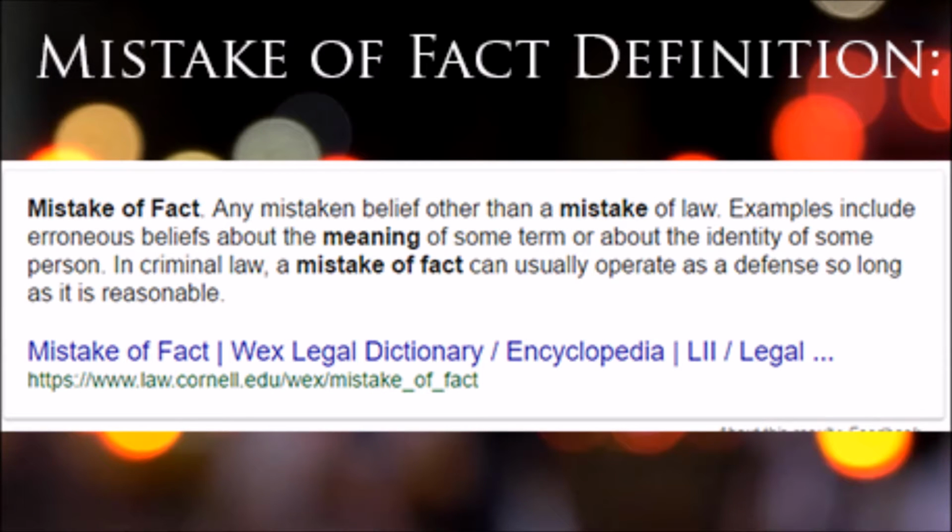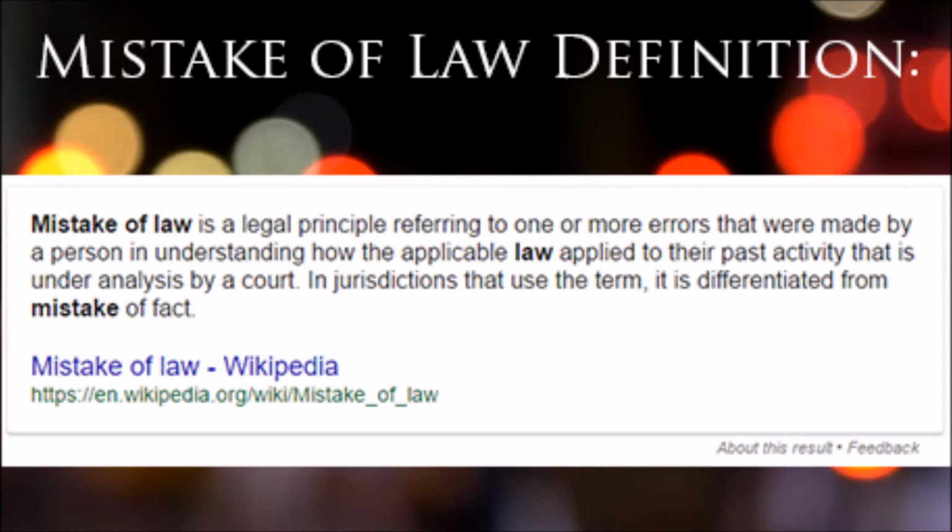Mistake of fact generally refers to a person's misunderstanding as to the facts of a situation. The factual misunderstanding results in the person breaking the law. Now we will talk about what mistake of law means. Mistake of law, on the other hand, is where a person commits an illegal act but tries to escape responsibility by claiming ignorance of the law. In other words, the person knowingly does something but doesn't know it's illegal.